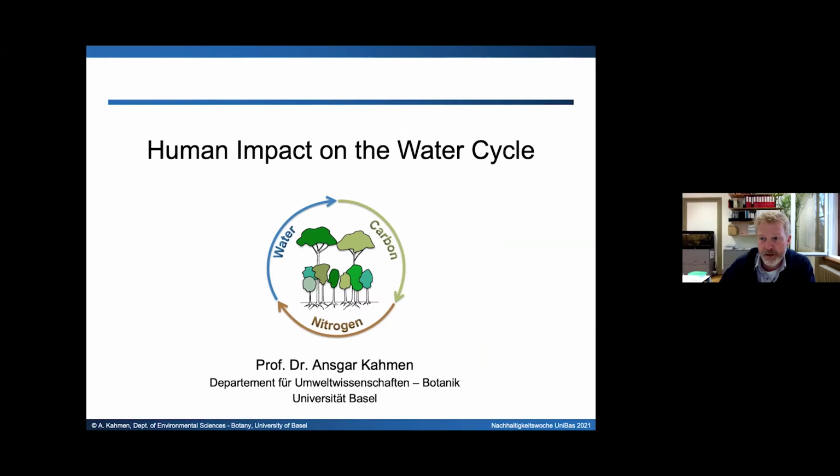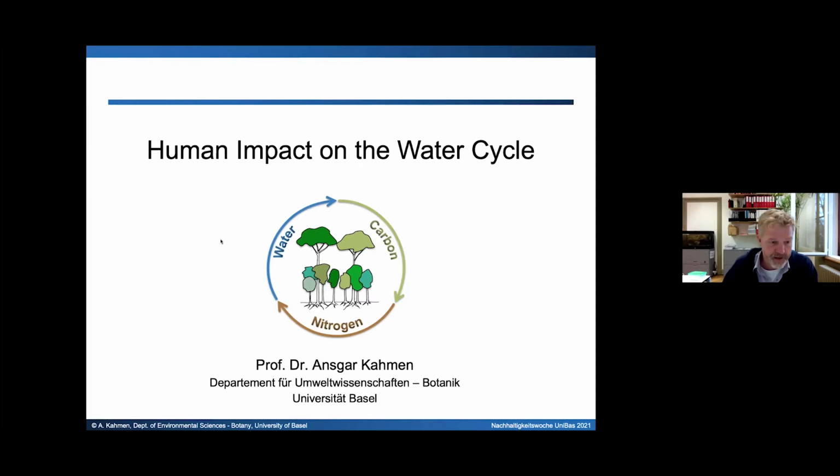What I would like to do today is say a few words about the water cycle in general. What does that actually mean when we talk about the water cycle, and what are the most important components of the water cycle from the ecosystem perspective? And then I would like to give you three examples of how humans interfere with the water cycle at various scales. These interferences are land use, irrigation, and global change.